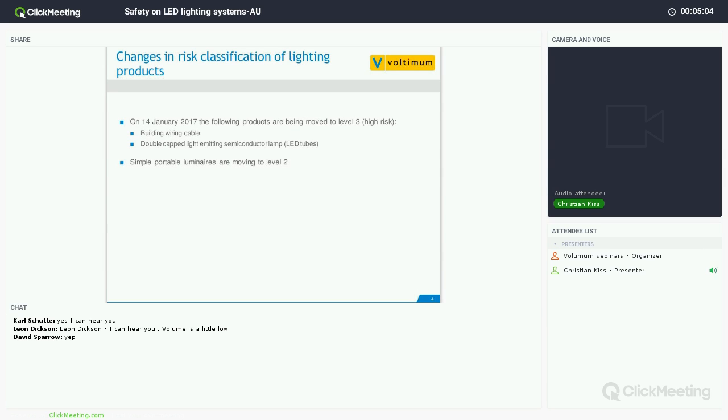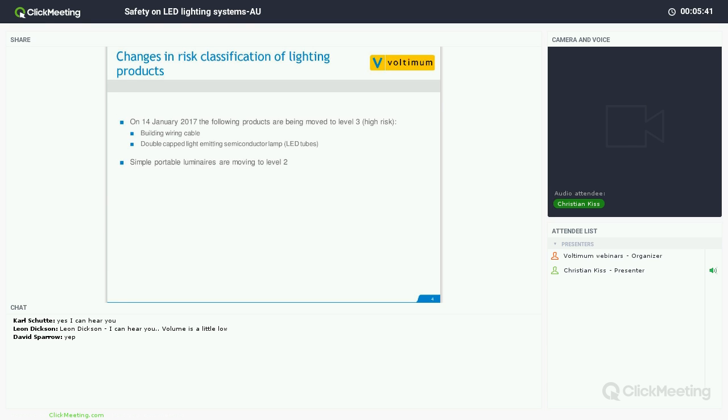So on the 14th of January 2017 is when these risk levels that they've reassigned for certain products will be reclassified. It's basically a year after the standard was updated and published. One of the main things that are affected, which I won't really be talking about much anyway, is building wiring cable, but that's obviously a big thing because it concerns lighting as well. So these have been moved into high risk, so it'll be mandatory to get a certificate of approval for building wiring cable.